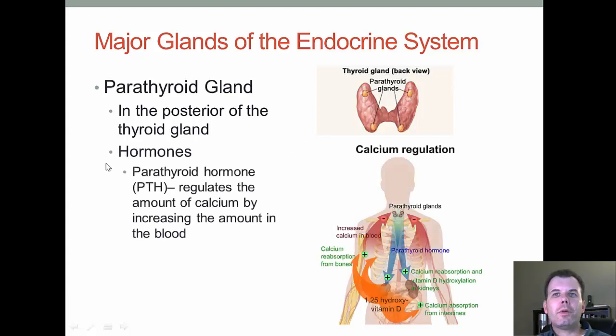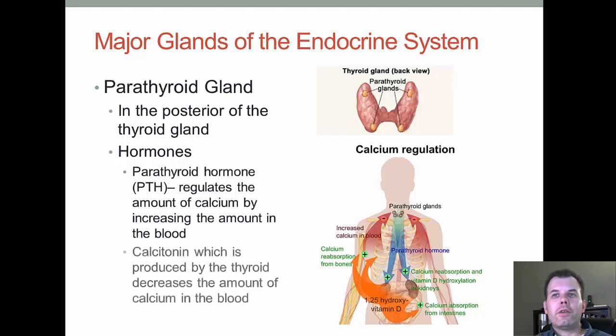Okay, they have a couple of different hormones associated with them. The first one is the parathyroid hormone, which regulates, again, the amount of calcium in the blood. So what this hormone does is increase the amount of calcium reabsorption, vitamin D and that stuff into the blood and reabsorption into the bone. So the more parathyroid hormone, it stimulates the blood to actually force the calcium to be absorbed into the bone. However, calcitonin, which is produced by the thyroid, decreases the amount.